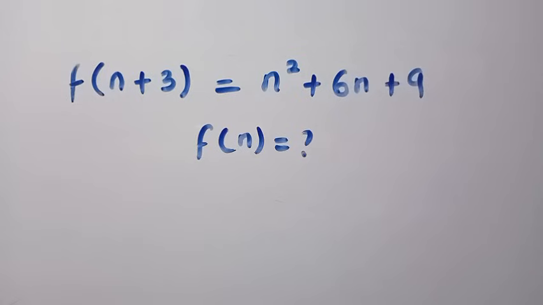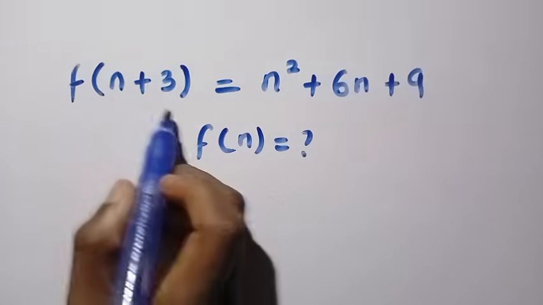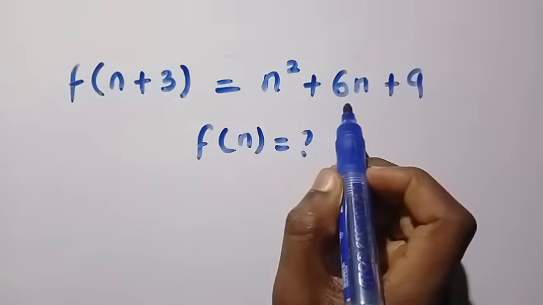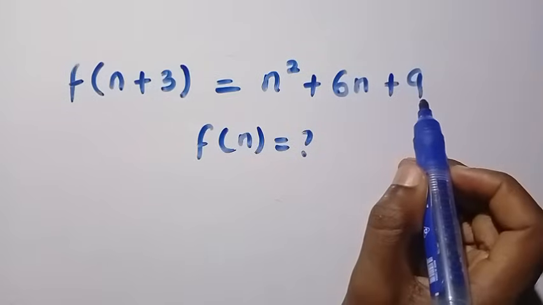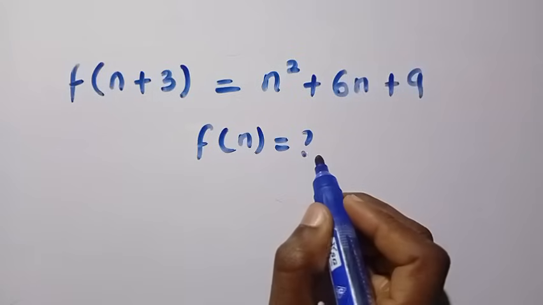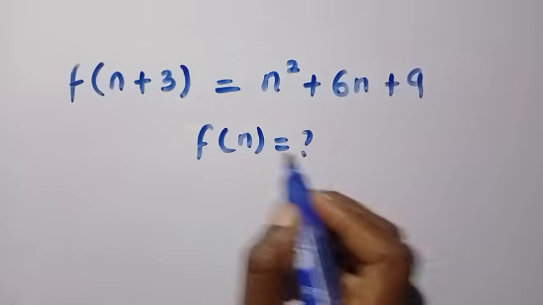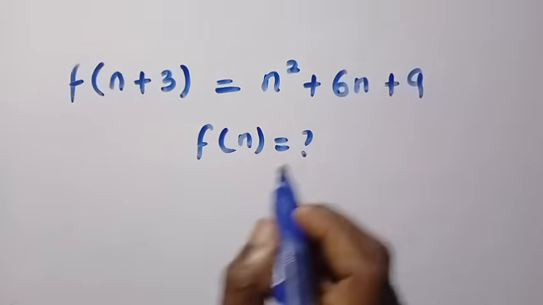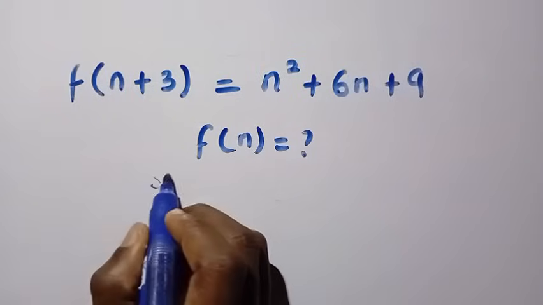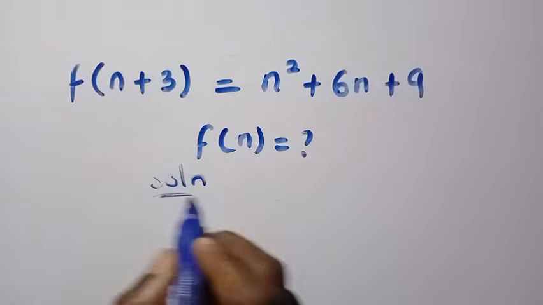How to solve these nice functional equations? We have f of n plus 3 equals n squared plus 6n plus 9. I want to find f of n given this function. So we are going to be solving this using two different methods.